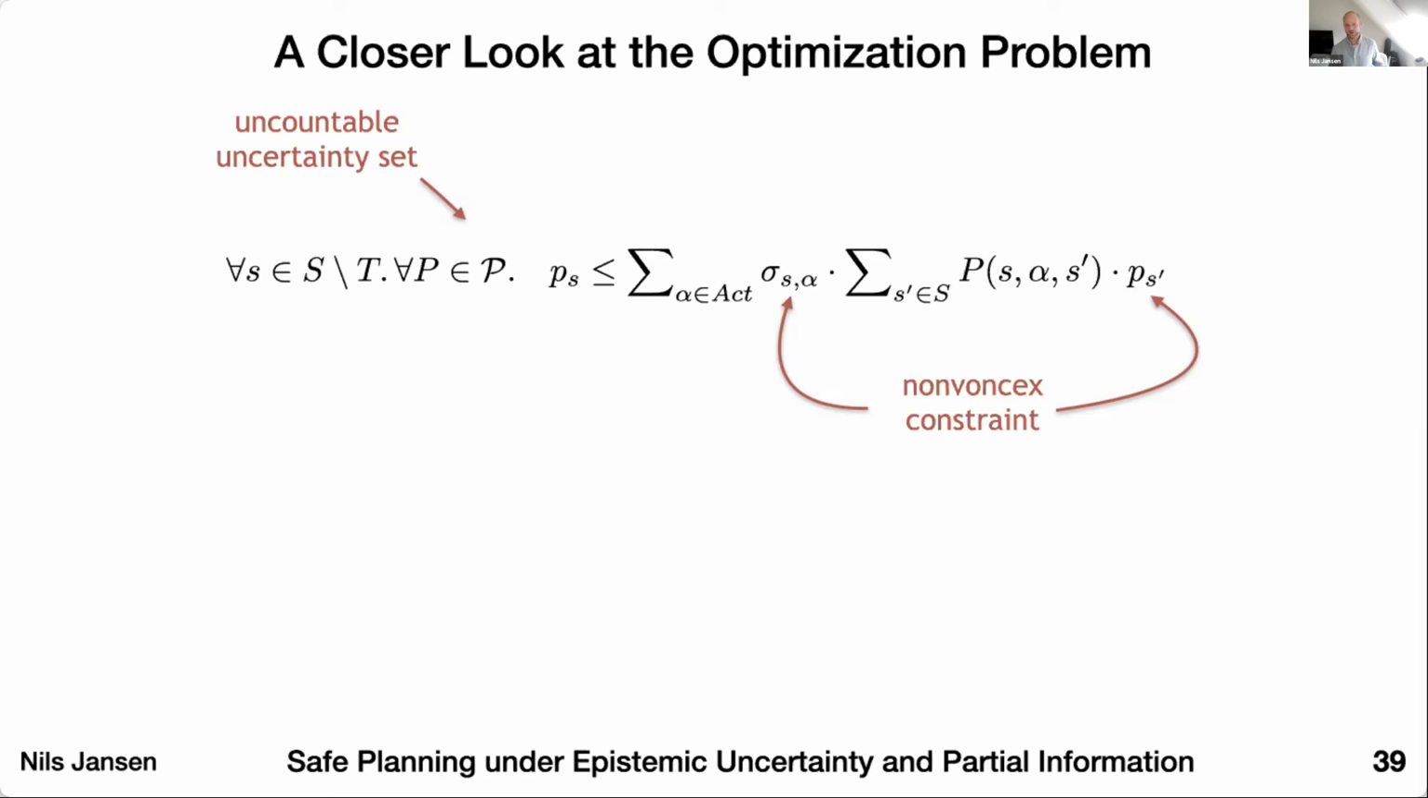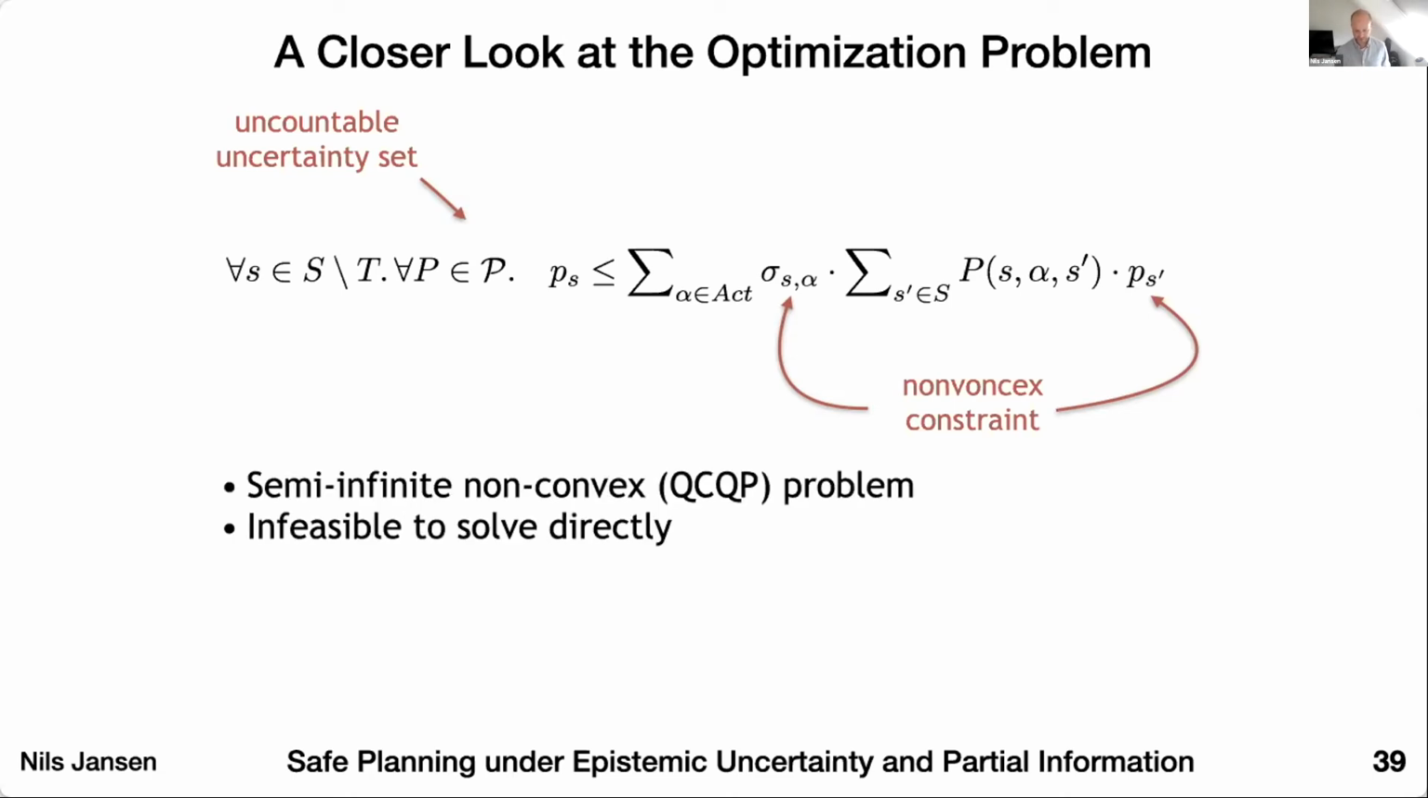I mean, I've heard other talks about optimization problems, and we all know that these problems are super hard to solve. So it's not really feasible to just give an optimization solver this problem and get a solution. It just does not work. So this is our task, to make this amenable to more efficient methods. Formally, we have a semi-infinite non-convex problem, a quadratically constrained quadratic program. This is infeasible to solve directly, as I just mentioned already.